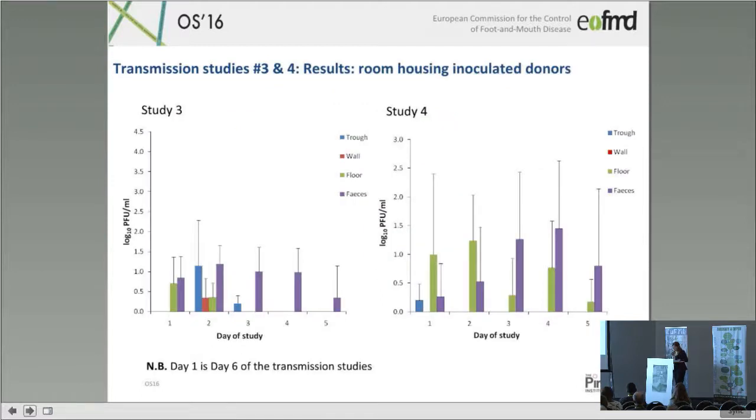So for the results from room 1, which was the inoculated cattle, day 6 of the transmission experiments is day 1, so that's the first day that the room was empty. We can see that the virus is detected consistently in the second experiment, predominantly from the floor and the feces, whereas it was a little bit more evenly spread in the first experiment.